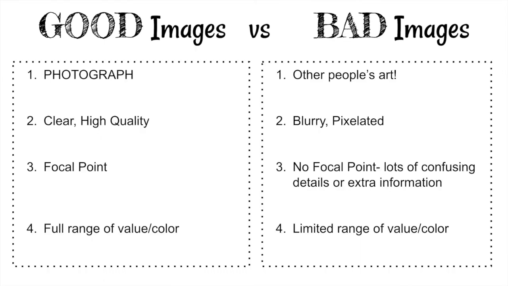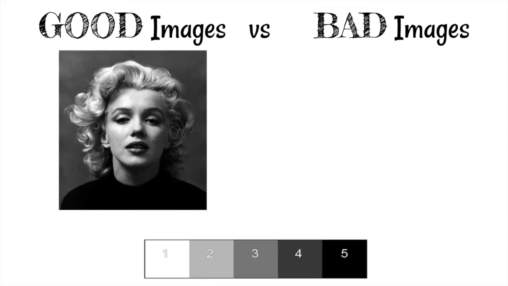Last but not least, a really good reference image is going to have a full range of value instead of a limited range. We want to see 1s, 2s, 3s, 4s, and 5s in your image. In this image of Marilyn Monroe, you can see a full range of values.